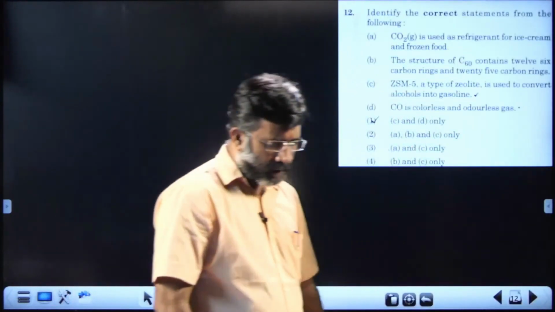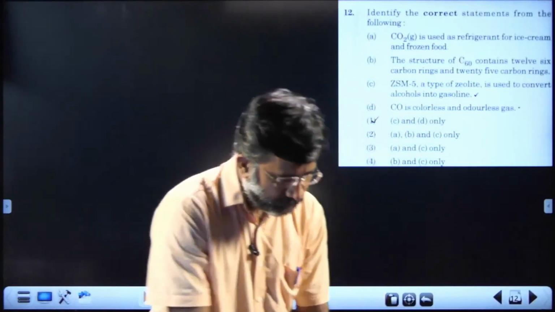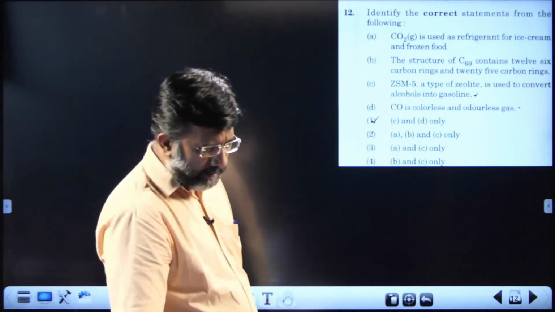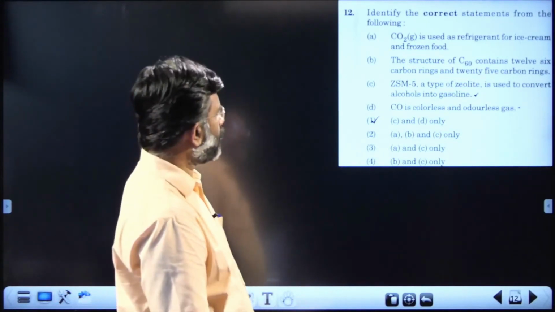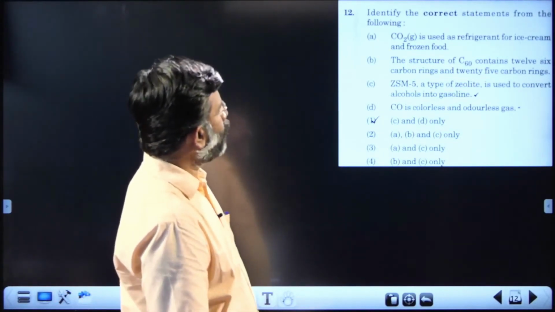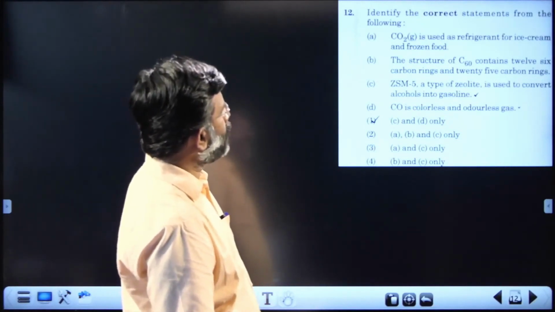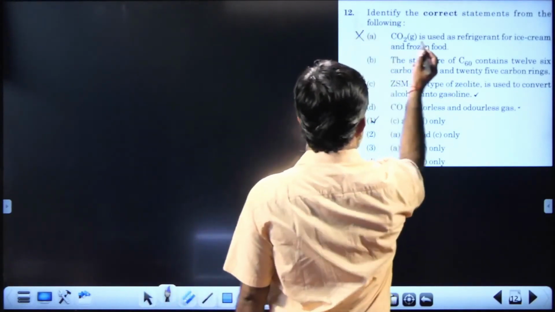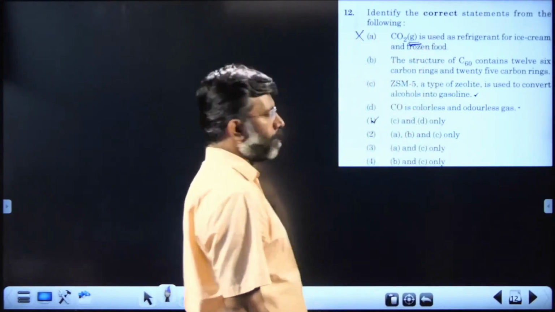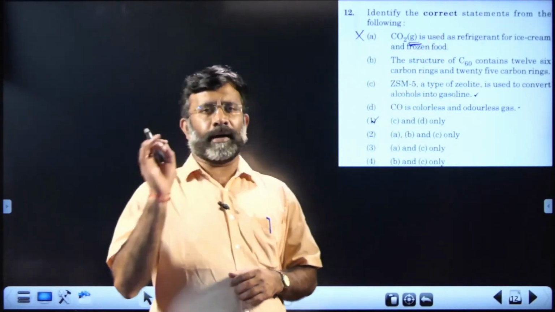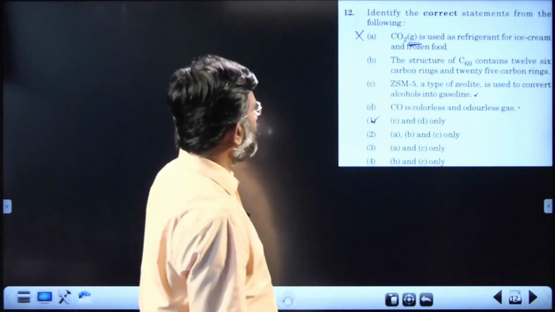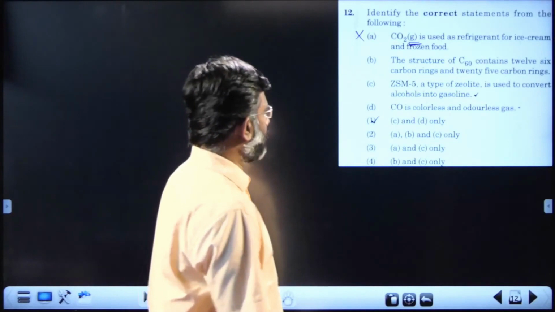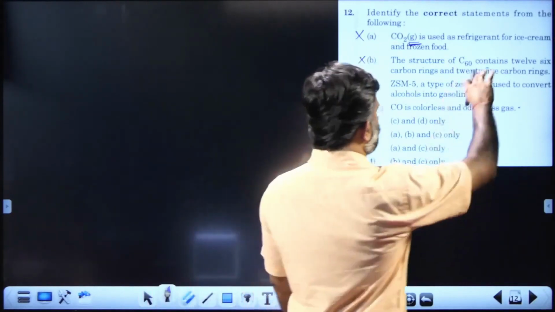12th question. Identify the correct statement. That is the question. CO2 gas used as refrigerant for ice cream. This is not correct. Suppose it is solid CO2, so-called dry ice, we can consider that statement. The structure of C60 involves 12 six-carbon rings and 25 carbon rings. That is also a wrong statement. It has to be the opposite.